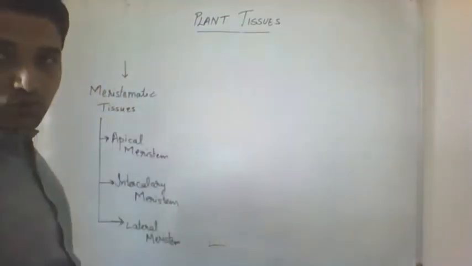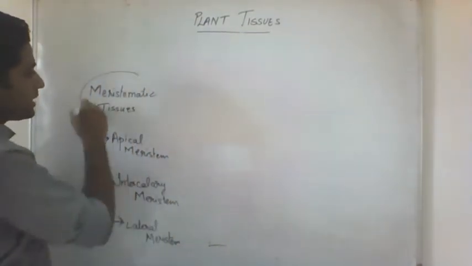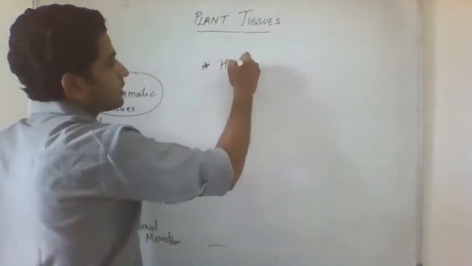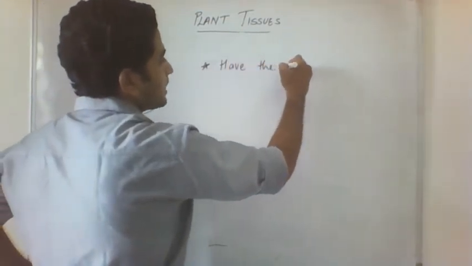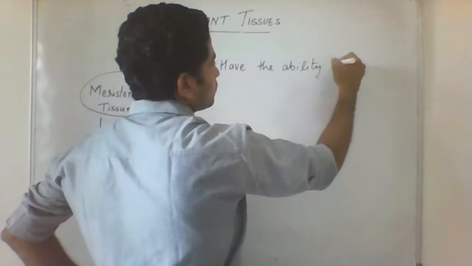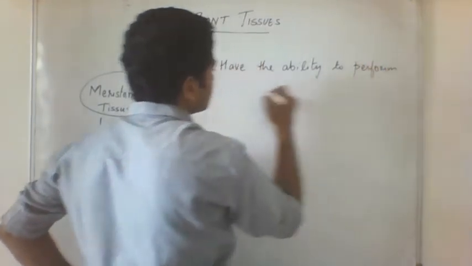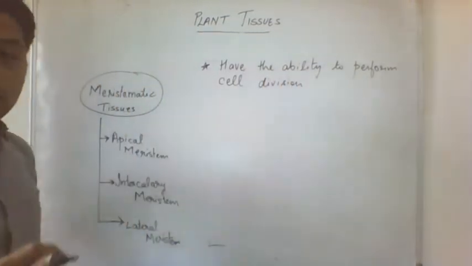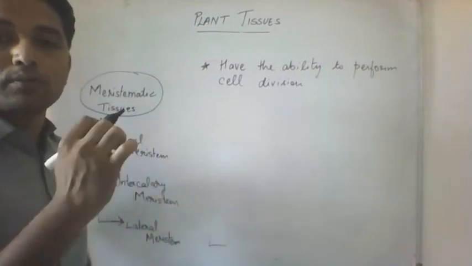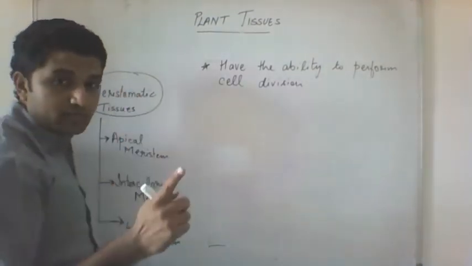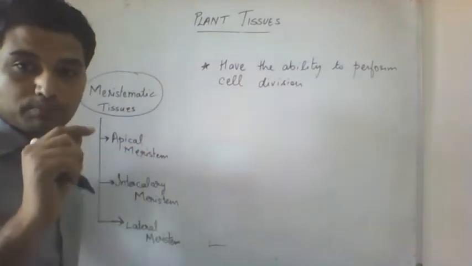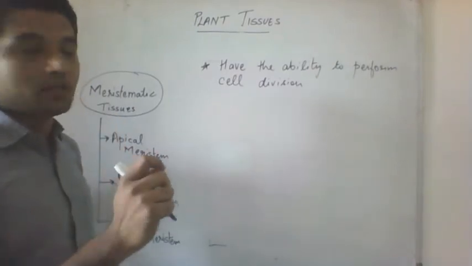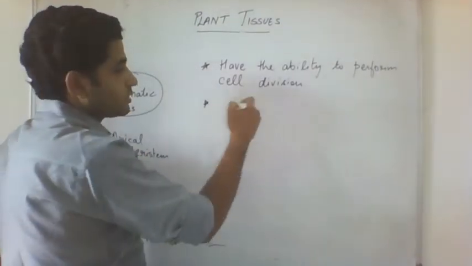Talking about the meristematic tissues, I told you, what are these tissues? These tissues have the ability to perform cell division. That is their most important property. What are meristematic tissues? They are tissues in the plants that have the capability to show cell division, or they have the capability to show growth because they do cell division.